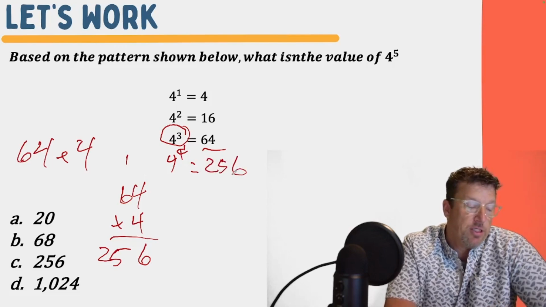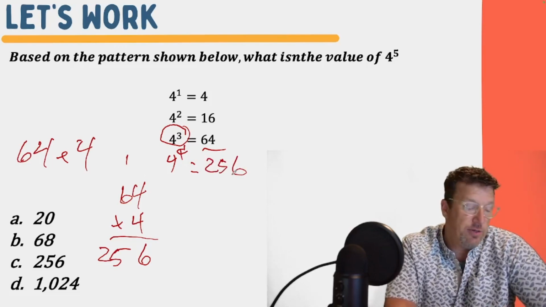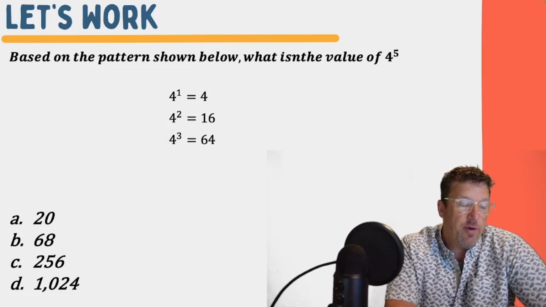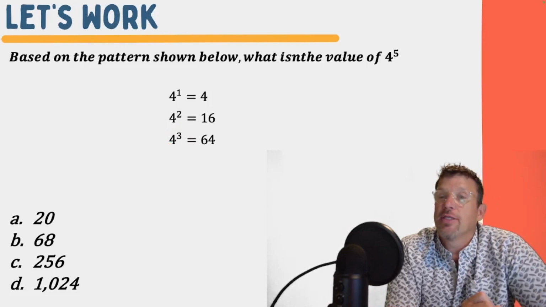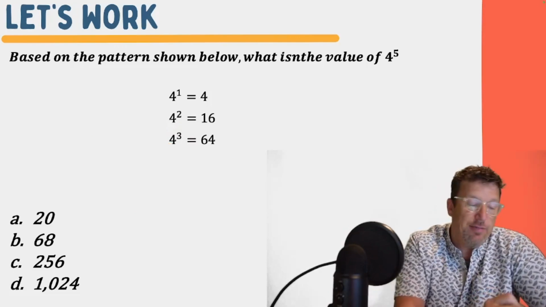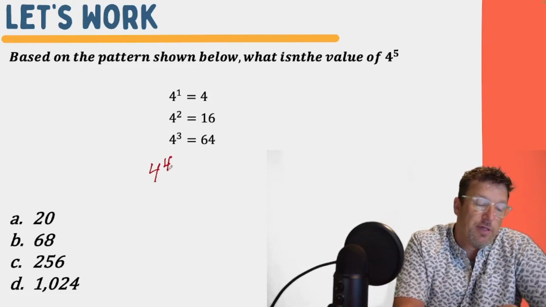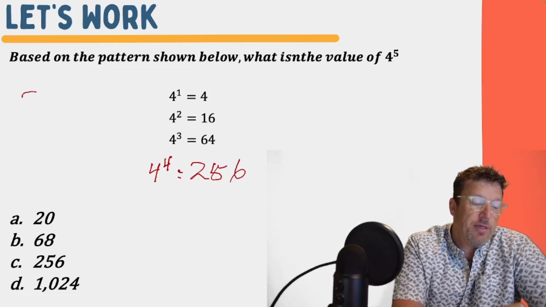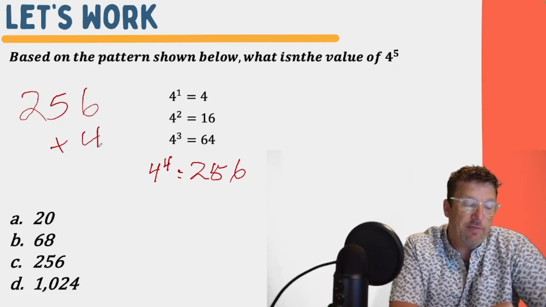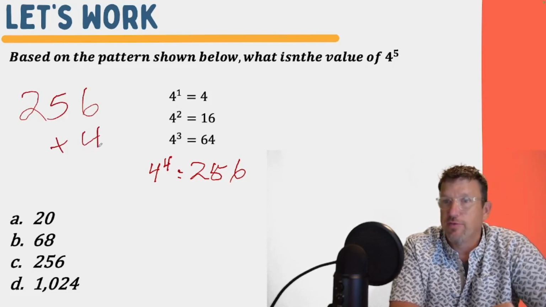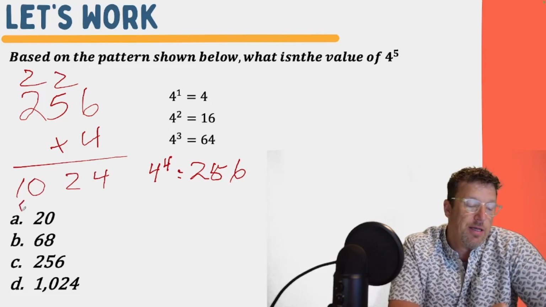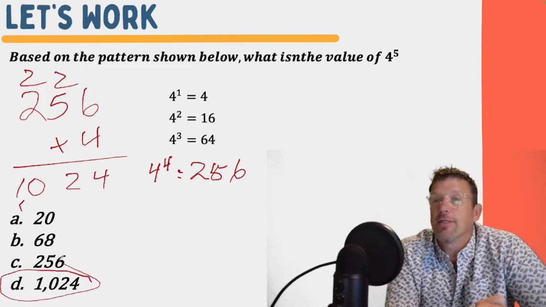Okay, so if we know 4 to the 4th is 256, we can probably already guess what the answer is because there's only one number that's bigger, but let's go ahead and do it. If we know 4 to the 4th equals 256, and then we ask what is 256 times one more 4? Because that would give us 4 times 4 times 4 times 4 times 4. And so D is our answer.